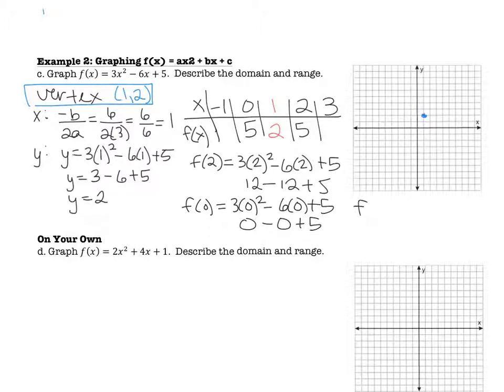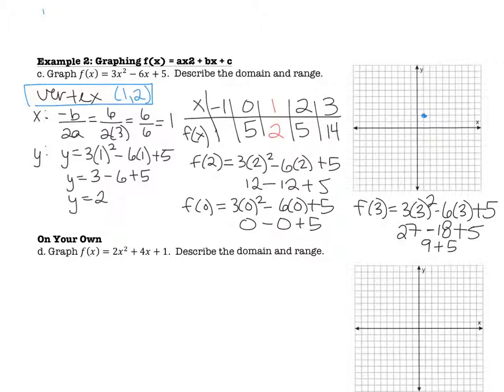Let's find out what f of 3 would be. So we would have 3 times 3 squared minus 6 times 3 plus 5. 3 squared is 9, times 3 is 27, minus 6 times 3, which is 18, plus 5. 27 minus 18 is 9, plus 5, and we get 14.